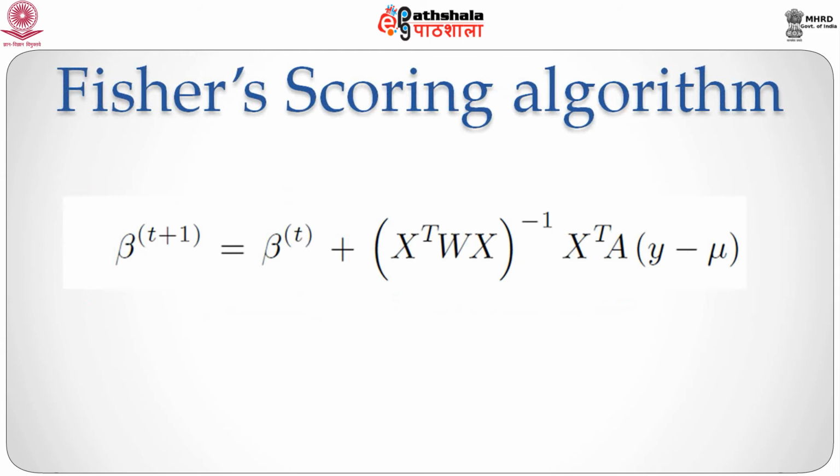Fisher scoring algorithm. If I write out the steps of the Newton-Raphson algorithm, which say that given my iteration at t and the results from the t-th iteration, say beta t, then beta t plus 1 is equal to beta t plus a correction factor which depends on the Hessian or the information and the score at iteration t.